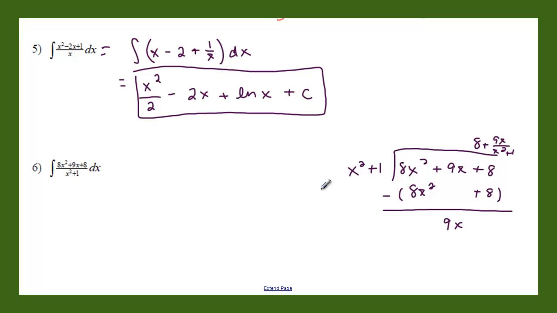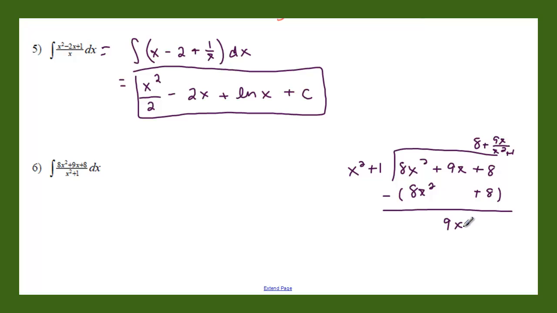If we do that, this would be our new integrand, and we could do the integration from there because we know the integral for 8, and here we have 9x over x squared plus 1. We could just use u substitution and that'll all work out.